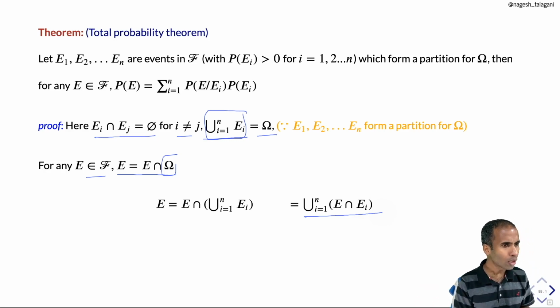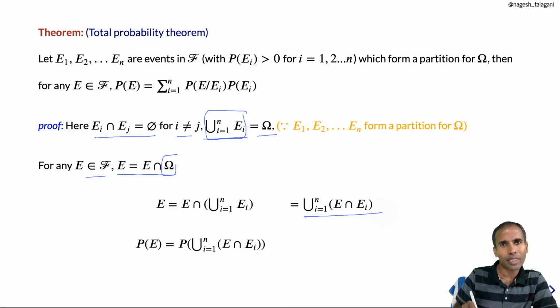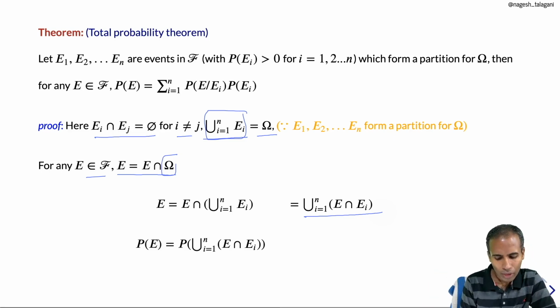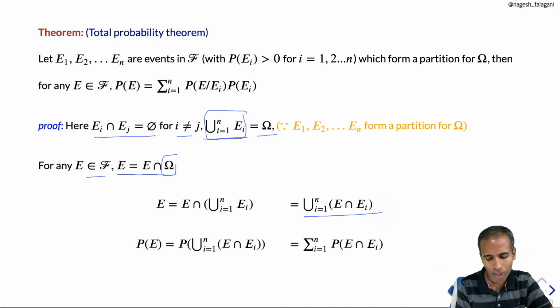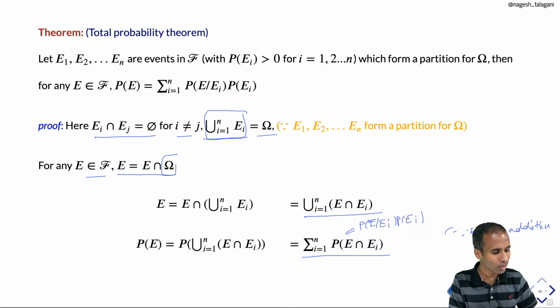Fine. Now the probability of E is going to be the same as probability of the right hand side. Again, mutually exclusiveness of E1, E2, En implies mutually exclusiveness of E intersection E1, E intersection E2, so on, E intersection En. So the right hand side probability is going to be the sum of the probabilities by finite additivity. Now, so the probability of E equal to summation i equal to 1 to n probability of E intersection Ei. Now we can apply multiplication theorem on each term of the summation. We can write the probability of E given Ei times probability of Ei by conditioning on Ei. Let's do that in next step.